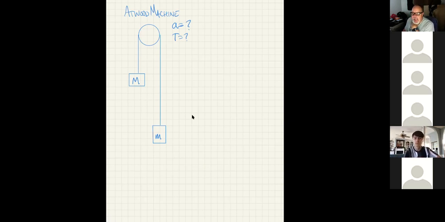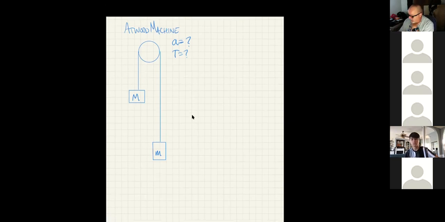Now, if the pulley actually had some mass and some friction, then the tension on the left-hand side would have to be larger than the tension on the right-hand side, because the right-hand side only has to lift little m with acceleration A, whereas the left-hand side has to lift M with acceleration A, but also rotate a massive pulley with friction. So T left would be greater than T right. But since this is massless, we only need one tension, T. Does that make sense?